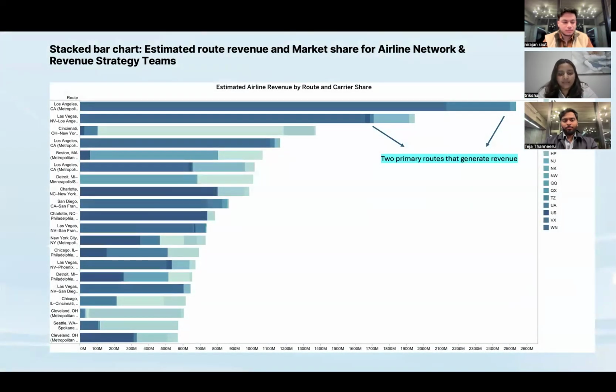Let's start with this stacked bar chart showing estimated route revenue. Each color represents an airline's contribution to total revenue across routes. What stands out is how only a few airlines dominate, primarily Delta, American, and United. This visually communicates that the US airline industry behaves like an oligopoly. A few big players hold most of the market share. The visualization helps us immediately see market concentration without even needing numbers. The visual mass tells the story.